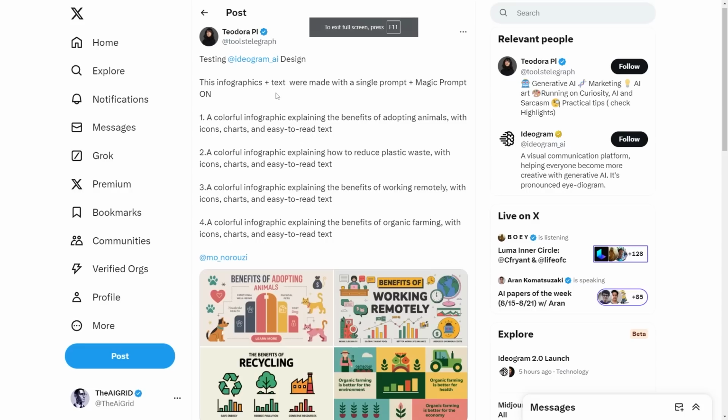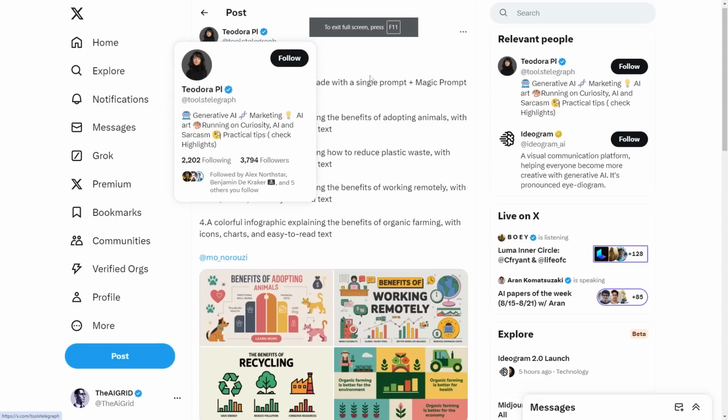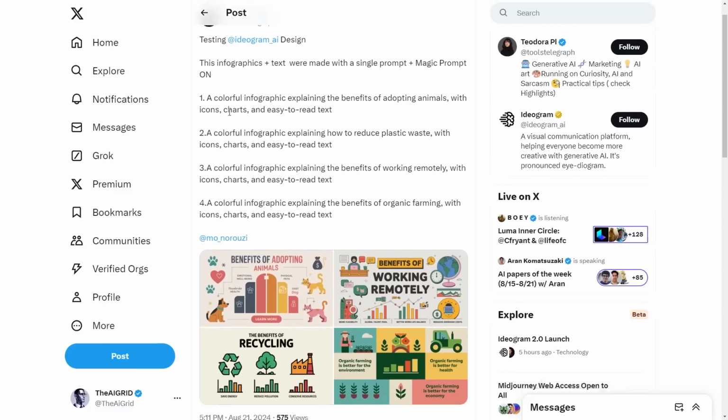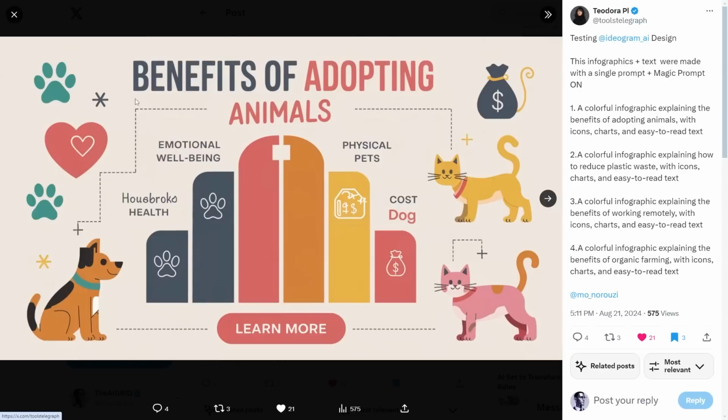So this was a tweet that I saw from Tools Telegraph, and it said, testing Ideogram AI design. The infographics and text were made with a single prompt and magic prompt on. And you can see right here, the first prompt, this is an infographic that was done: a colorful infographic explaining the benefits of adopting animals with icons, charts, and easy to read text. And you can see that it literally manages to get pretty much all of this right, which is really nice.